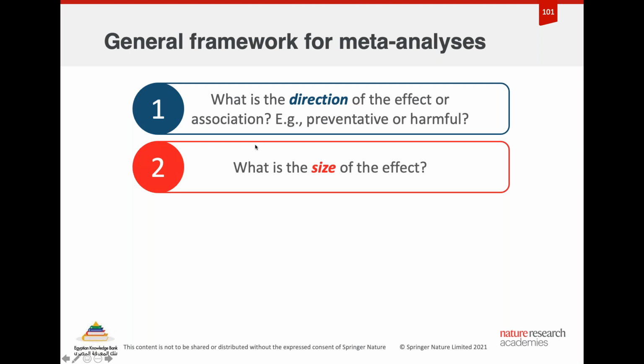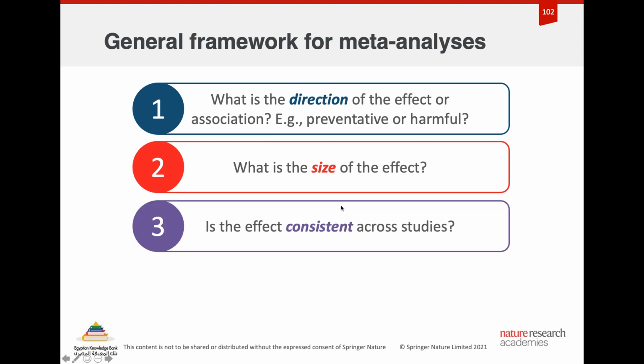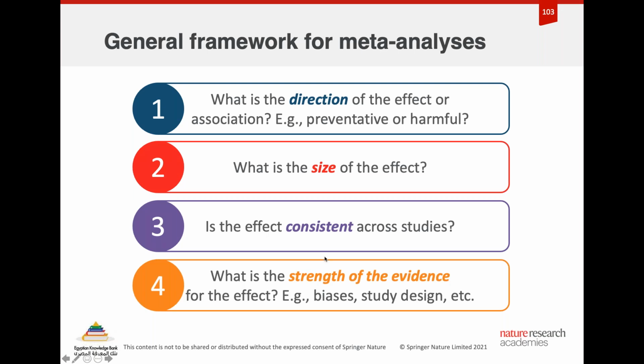Second, what is the size of the effect that you've seen? Third, is the effect consistent across the studies or not? If not, why? Is it because of potential biases in some of those studies, which is why the overall effect you see is not seen in some of the other studies? And then fourth, what is the strength of evidence of the effects? Not just biases, but the study design, the technical rigor, etc. So all of this information needs to be communicated when you're talking about the meta-analysis.